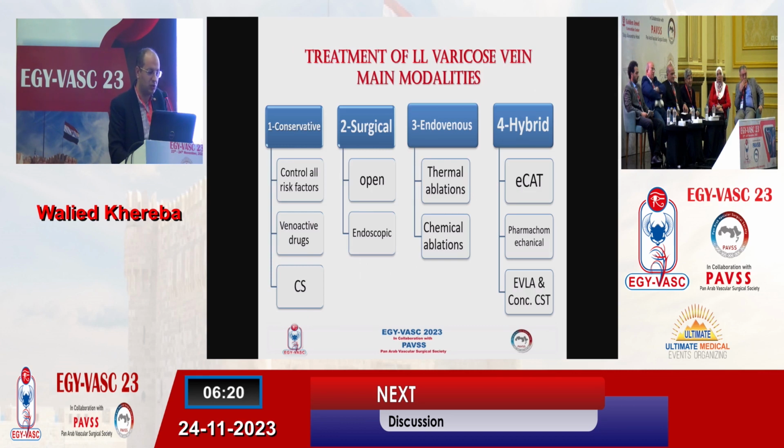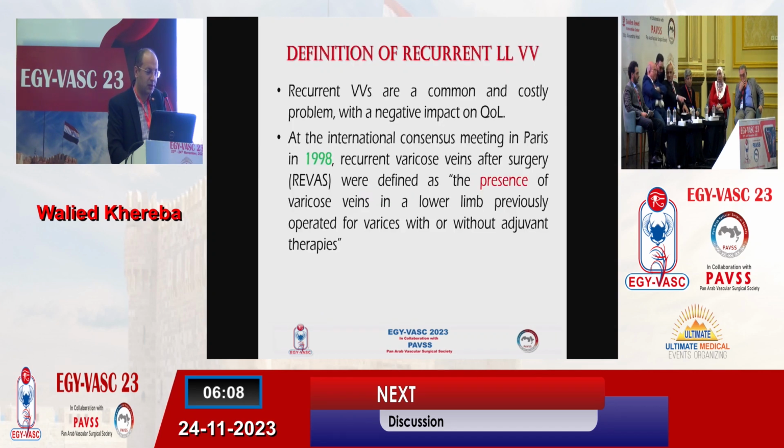Different modalities including conservative treatment, surgical treatment in the form of open or endoscopic, endovenous in the form of thermal or chemical ablation, or hybrid treatment. What about the definition of recurrent lower limb varicose vein? Recurrent varicose vein are a common and costly problem with a negative impact on quality of life.